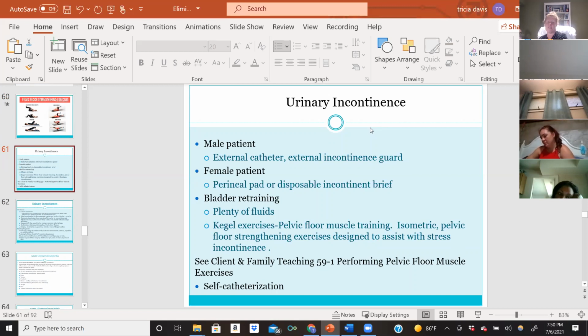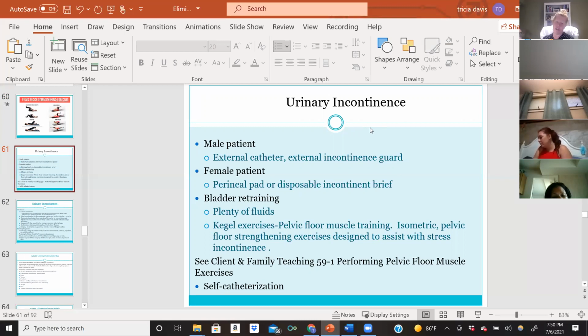Okay. Yes. So you can do the female external catheter. You could do perineal pads. It says in your book, a disposable incontinent brief. This is okay for your patients who are alert and oriented ×4 and walkie-talkie, who can get up and change their pad when they need it. We do not recommend this for patients who are staying in bed because that constant wetness stays on their skin. Their skin needs to be able to breathe.